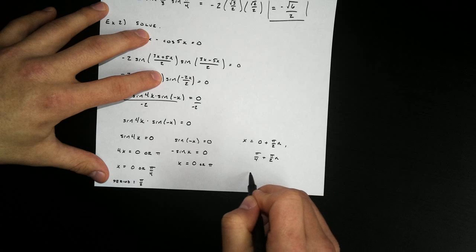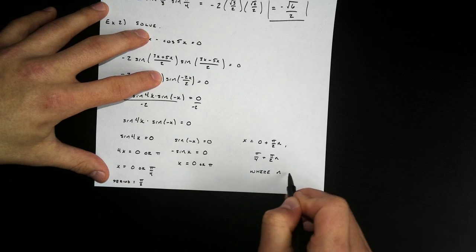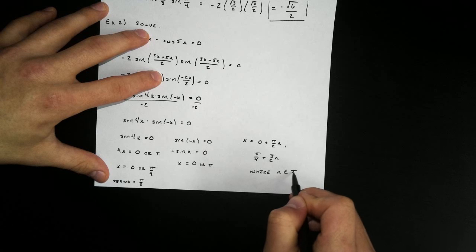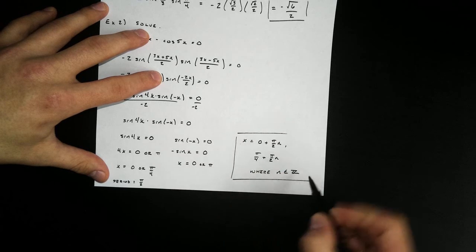And then let's just state, so we want to make sure that n is an element of the integers. And there's all of our possibilities.